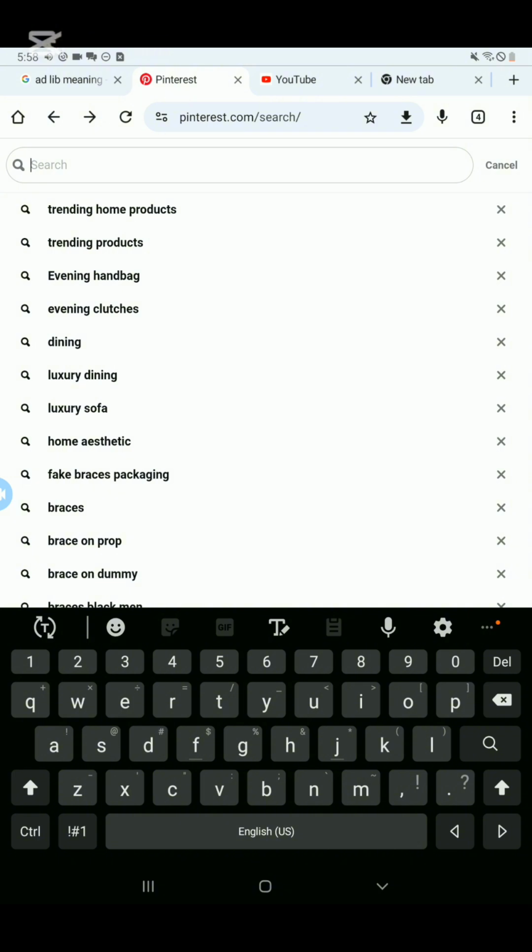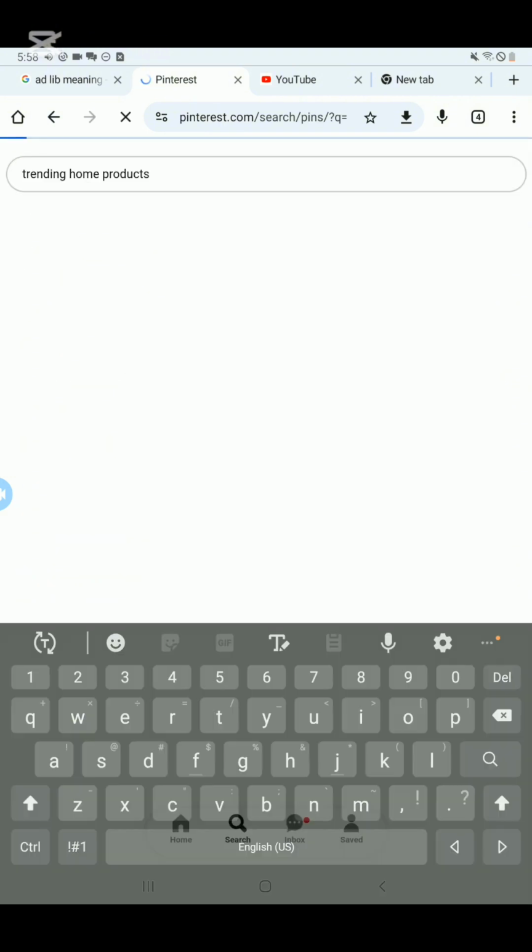So you can come here and search hot products. You can search trending home products if you're in the home improvement niche, trending car products, trending security products, whatever you want to search, or you can just search trending products on its own. So let me just click on the trending home products.